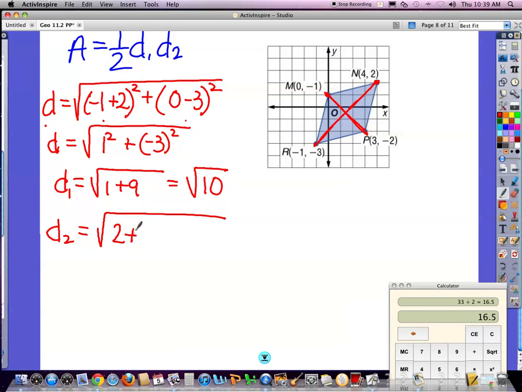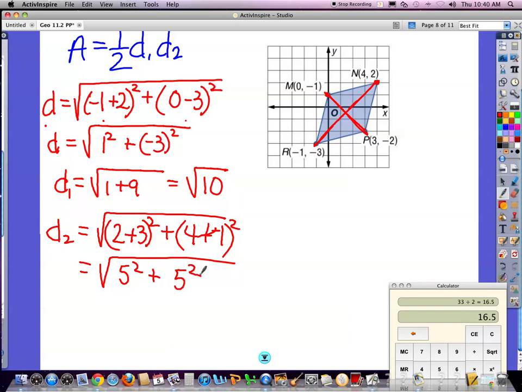2 minus -3 plus 4 minus -1, which is actually going to be a plus, and I'm going to square that. So this is equal to 5 squared plus 5 squared. So now I've got the square root of 25 plus 25, the square root of 50. That's what your D2 is.